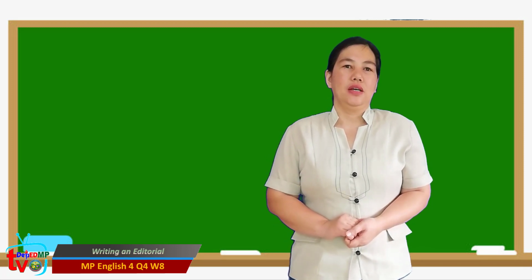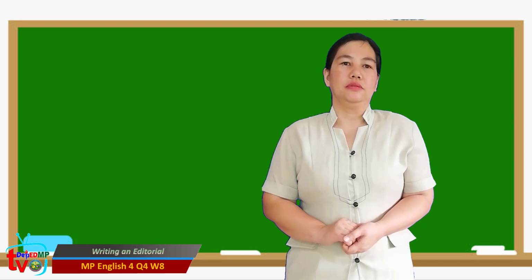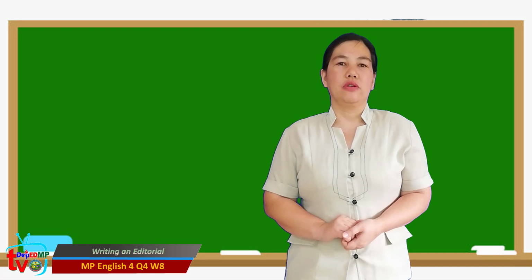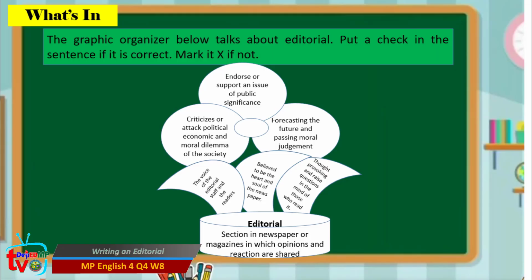In this next activity, look and read the graphic organizer below about editorial. Then put a check in the sentence if it is correct, and mark X if not. We have here the first petal: endorse or support an issue of public significance. Forecasting the future and passing moral judgment. In the last petal: criticizes or attacks political, economic, and moral dilemmas of the society.